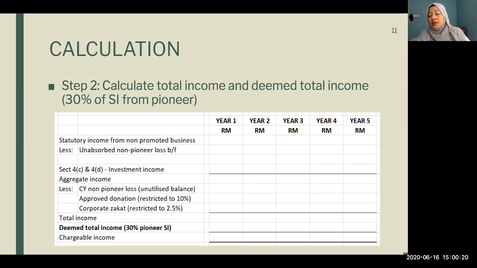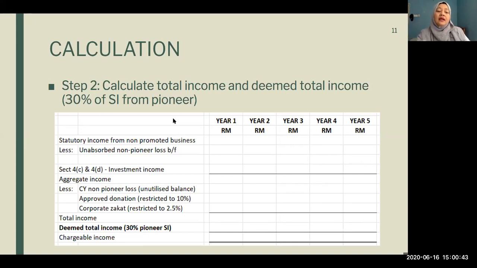So in other words, in any situation under pioneer status, whether the company is doing bad or good or has a lot of losses from non-pioneer, it will always be taxed on that 30% of your SI. All right, the company cannot run away. At least they will be charged 30% of their SI on the normal tax rate.